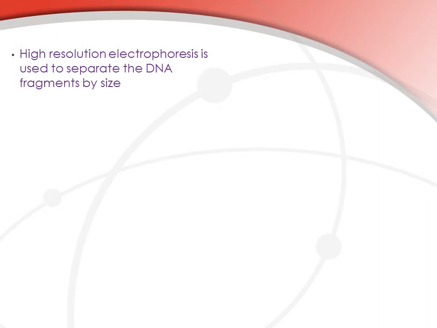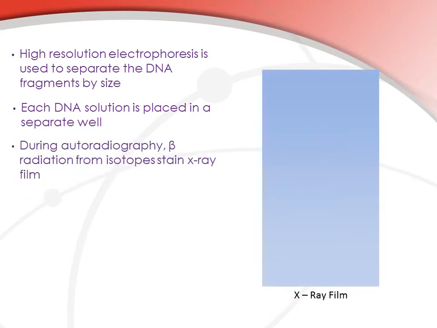High-resolution electrophoresis is then carried out on DNA fragments to separate them down to a single nucleotide. Each DNA solution is placed into a different well depending on which analog was added to it at the beginning of the experiment. As the radioactively labeled analogues emit beta radiation due to their isotopes, they form a black band on X-ray film.